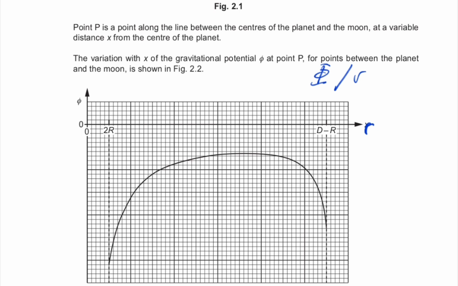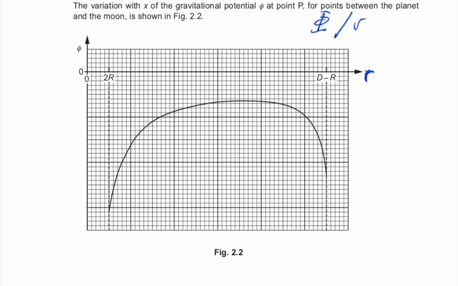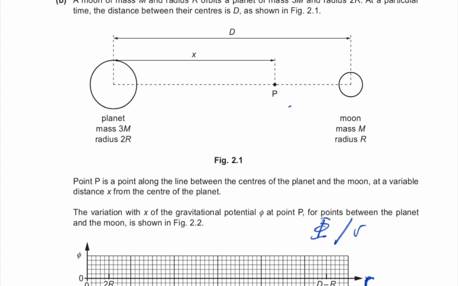So this is the gravitational potential graph. How do you know that this is a gravitational potential graph? The answer is that it doesn't hit 0. If this was a gravitational field graph, then at some point it's going to have to hit a 0, because the forces on P are being pulled in opposite directions.